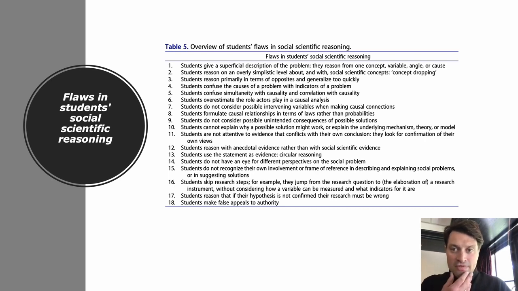You can see in table 5 an overview of those flaws. So students cannot explain why a possible solution might work or explain the underlying mechanism, theory, or model. Students make false appeals to authority. Students reason on overly simplistic levels about and with social scientific concepts. We label that as concept dropping, and so on and so on.